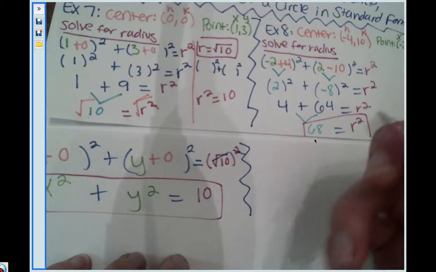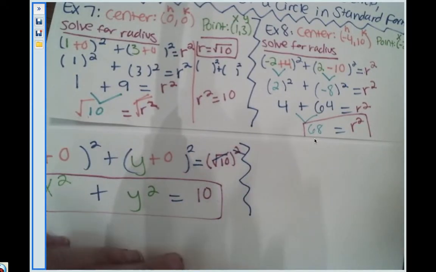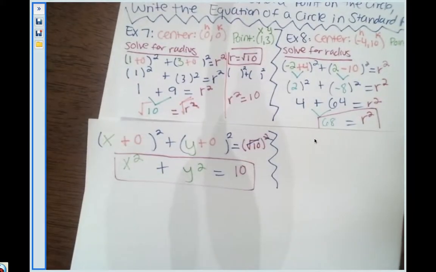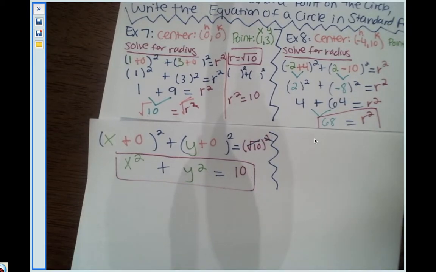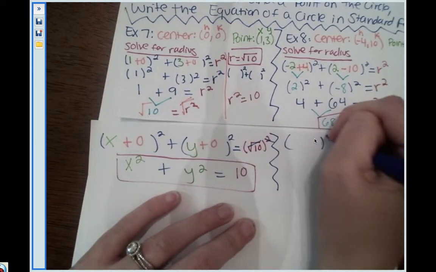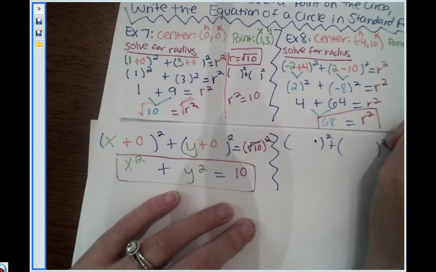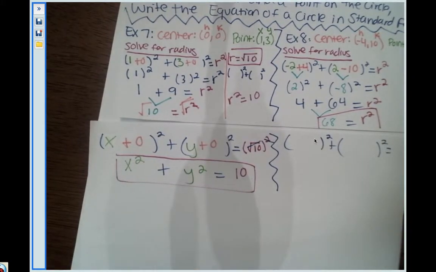Okay, so let's keep going. For my final equation, remember, all we need is the center point and the radius squared. We can leave the x and y as x and y. So let's get started. I'm going to set this up. I'm going to leave my x and y alone.